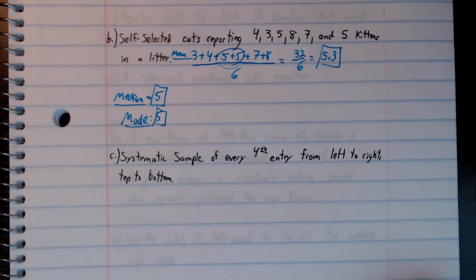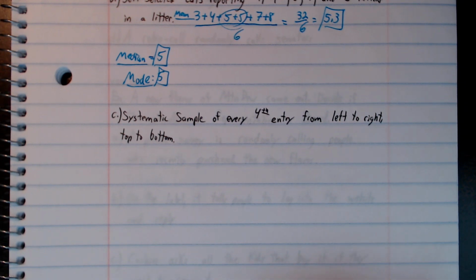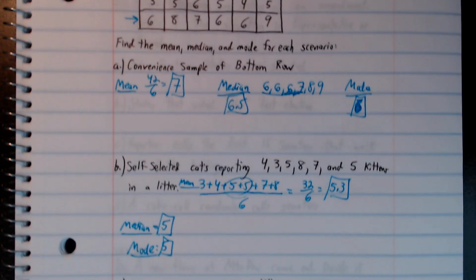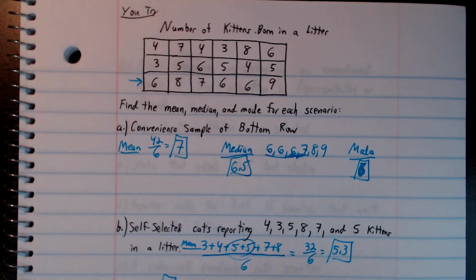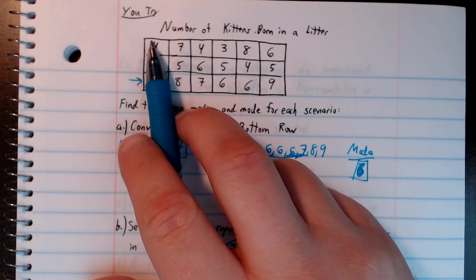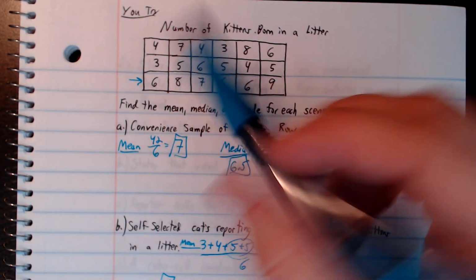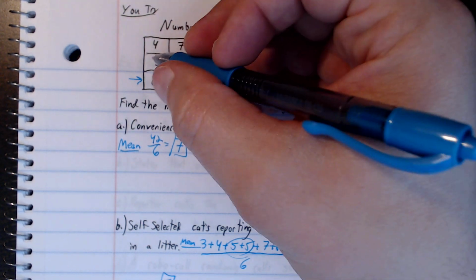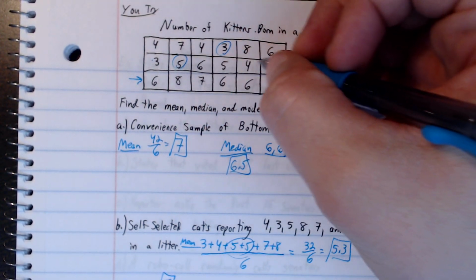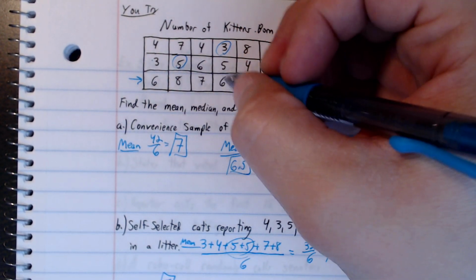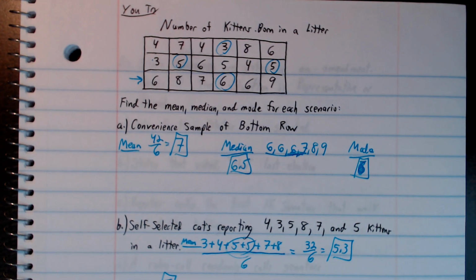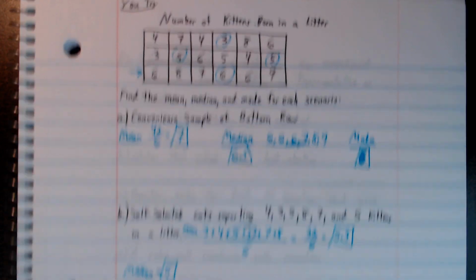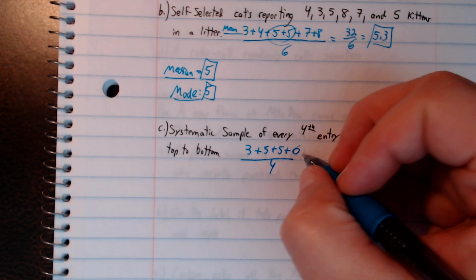And then you had C, a systematic sample of every 4th entry from left to right. So I'm going to show you how that works. Just make sure you got the right numbers. From top to bottom, from left to right: 1, 2, 3, 4. 1, 2, 3, 4. 1, 2, 3, 4. 1, 2, 3, 4. So your numbers are 3, 5, 5, and 6. That's a total of 4 people.